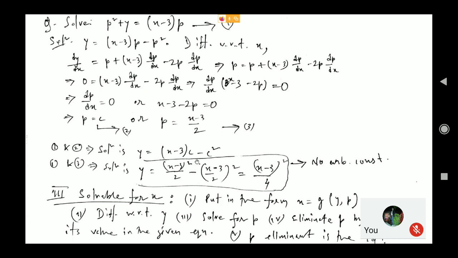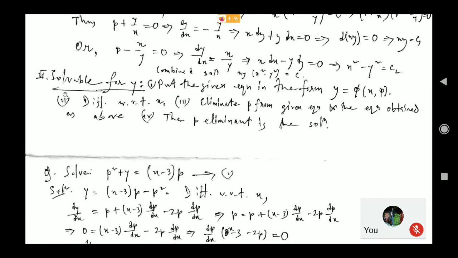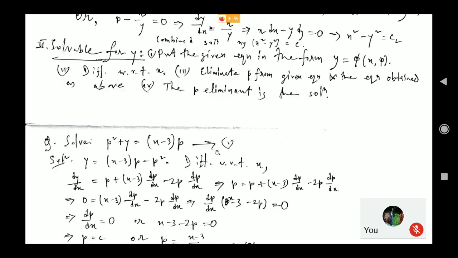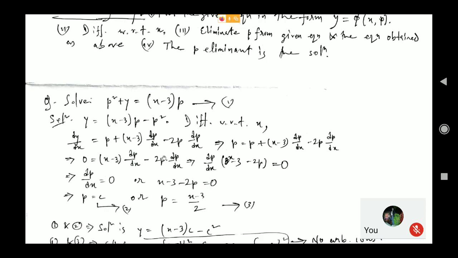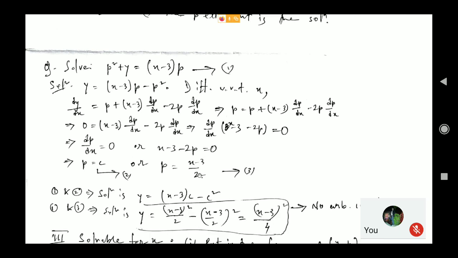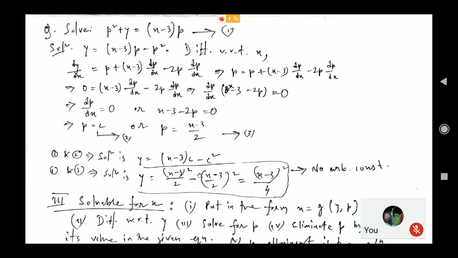Okay. So that is the case solvable for y. Same as earlier, you write y as a function of other variables, then differentiate both sides with respect to y, and then you eliminate p from the equation obtained from this step, and using the original equation, that p eliminant will give you the solution.